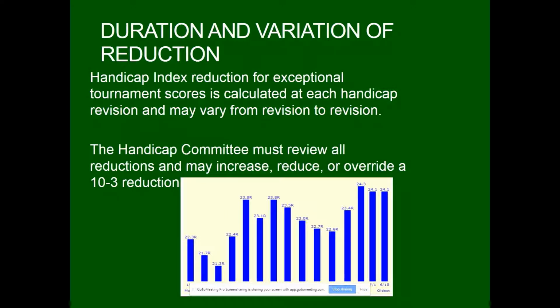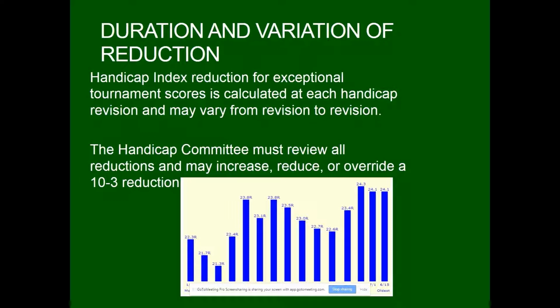And then lastly, you, the handicap committee, must review these reductions. It's important that you see them and understand them, because as a committee, you may find that you feel like this is inappropriate. These are not calculating the true potential of this golfer. Maybe something happened. Maybe somebody had an injury, and those are things that we need to be analyzing. So the committee has every right to increase, reduce, or override a 10-3 reduction altogether.